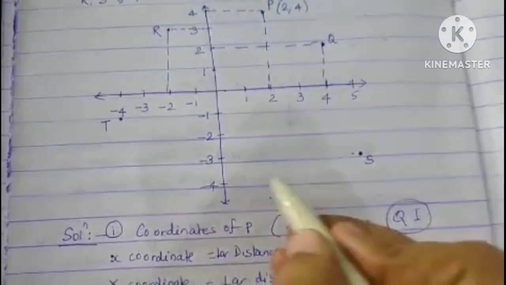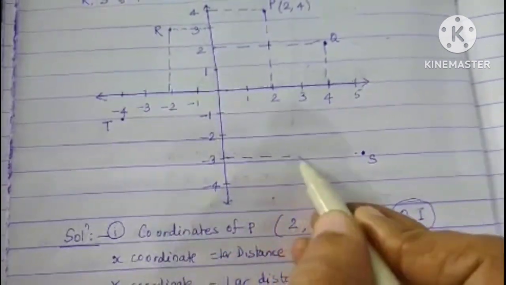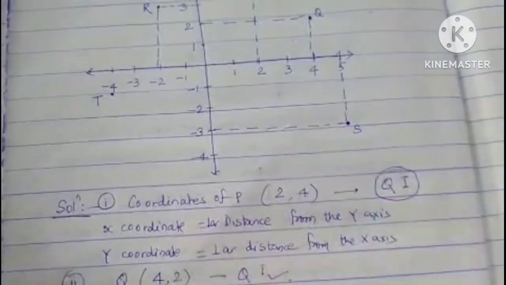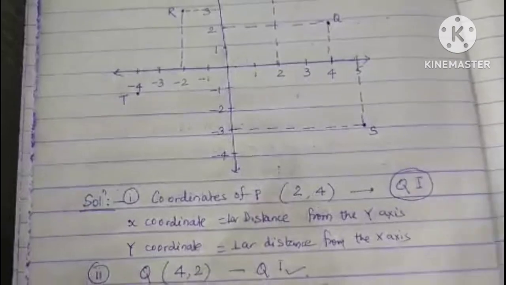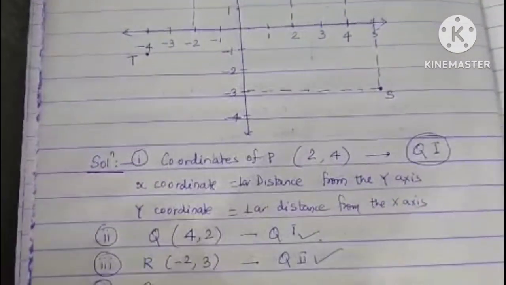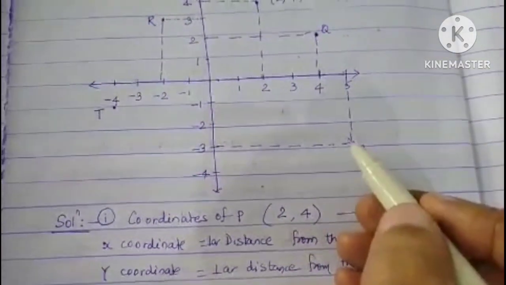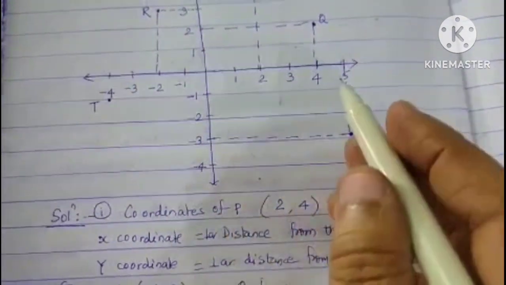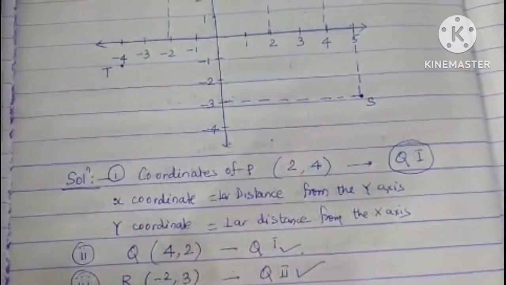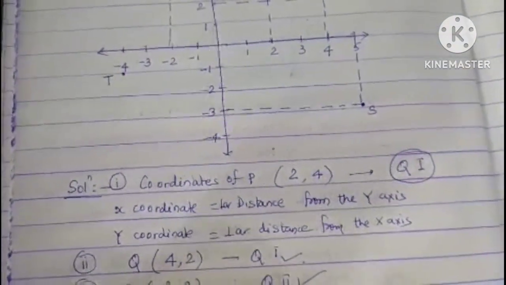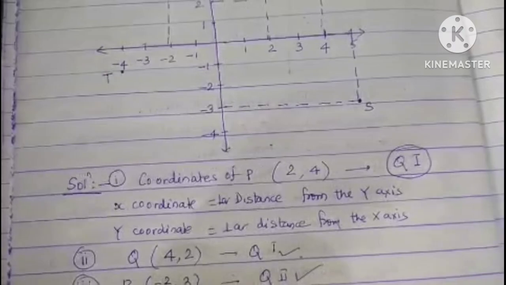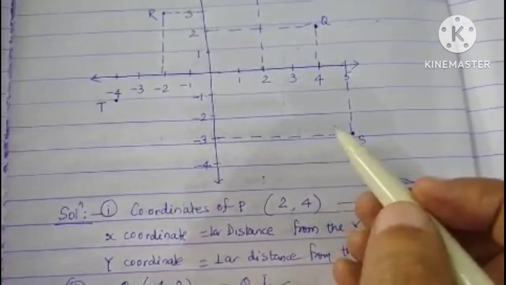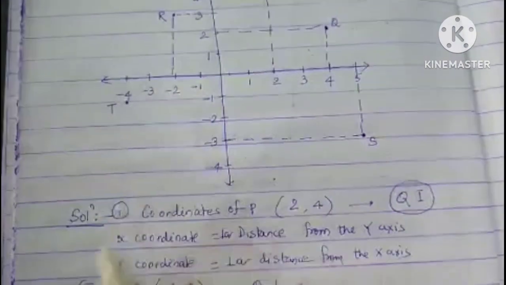Now let us see this one, S. We will draw two perpendiculars, like here and here. So this S has an x coordinate of how much? The perpendicular distance from the y-axis is plus 5, and here it will be minus 3, and it is lying in quadrant 4. As you can see, this is quadrant 4, and the sign convention was plus and minus.